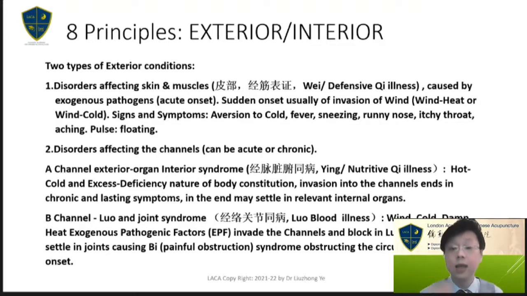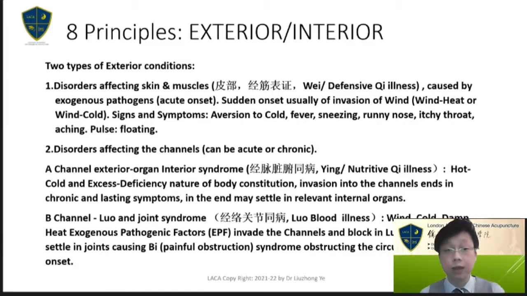And these usually involve more nutritive qi, the yin qi, what we call yin qi bing, yin qi illness. Then the hot and cold, excess and deficiency nature of body constitution play a very important part now. Okay. So those evils or exterior pathogenic factors invade into the channel, ending in chronic and lasting symptoms. So in the end, they may settle in the relevant internal organs. So we are actually talking about the development of different depths.